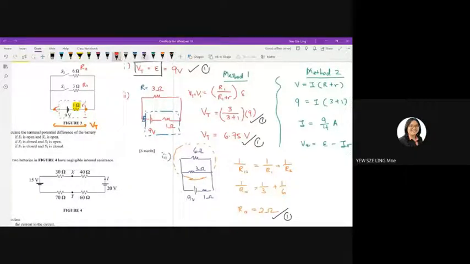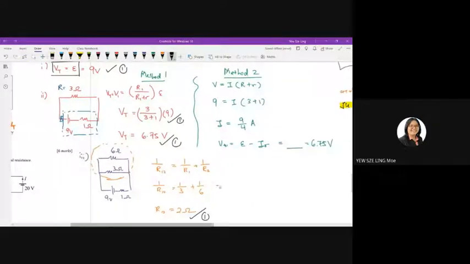So after you simplified it, the circuit now looks like this, exactly the same as your previous question. So this is your R12 and this is your internal resistance. This is your 9 volt. So r is still 1 ohm. Your R12 is equal to 2 ohm. Instead of 3 just now, it is equal to 2 ohm.